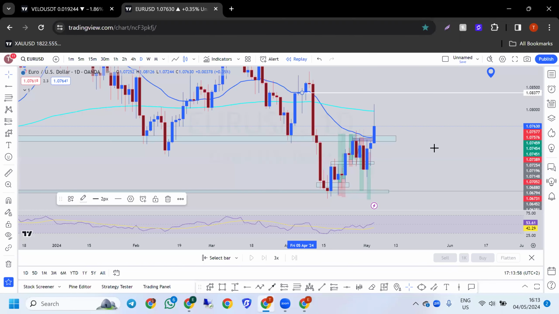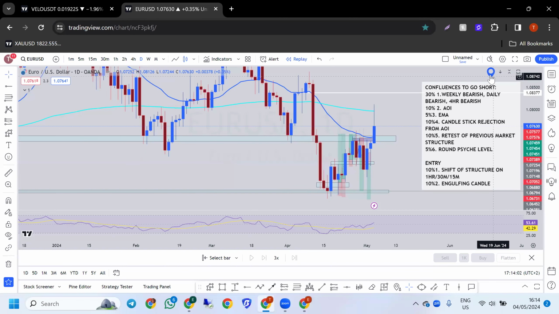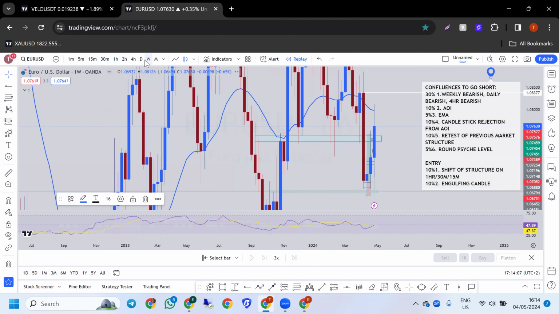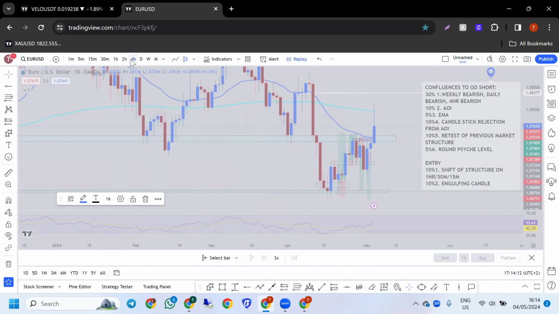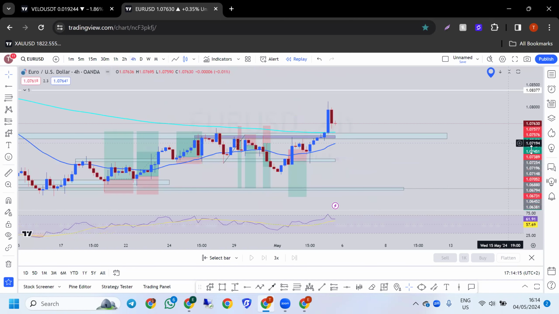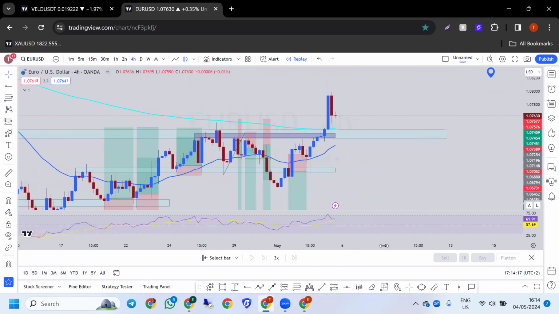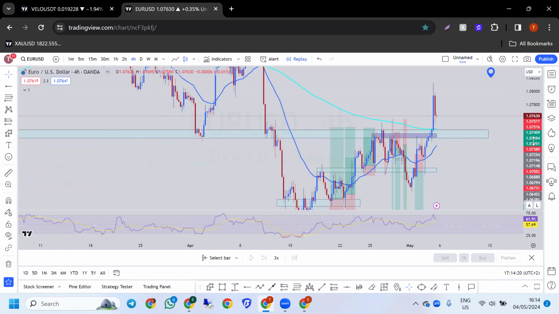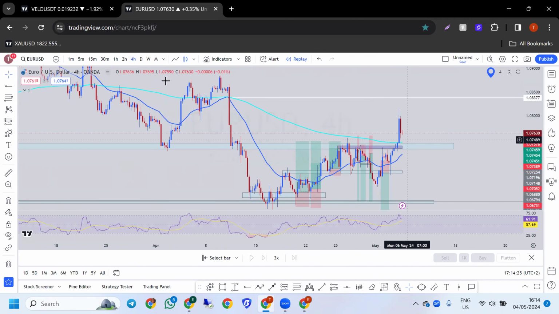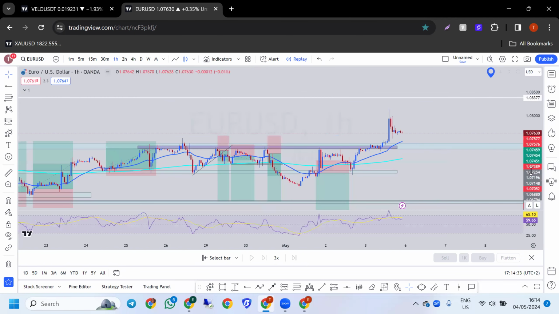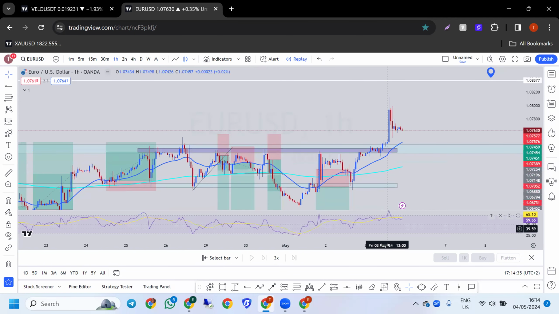So on EURUSD, we can see our weekly is still bearish. Our daily is still bearish. Nothing changed. Our 4-hour is bullish, exactly what you are seeing on DXY too. So all we now wait for is to see the market retest this zone right here, give us a fantastic engulfing candle, then we take a long trade.